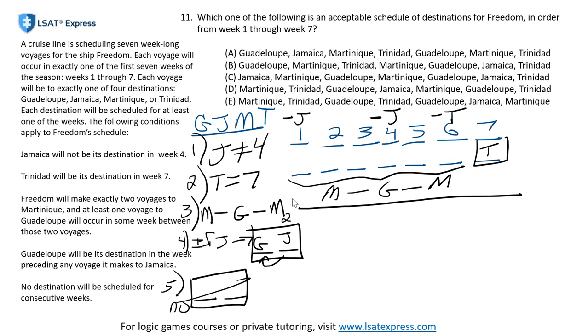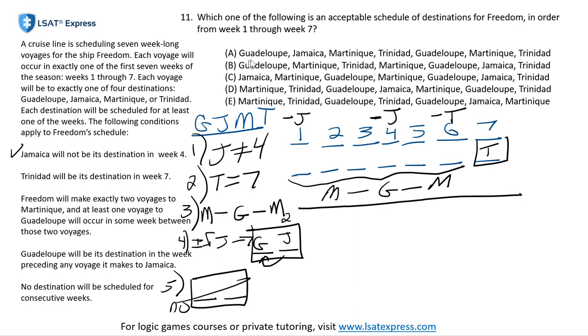Okay, so enough of that. Let's look at question 11. Which of the following is an acceptable schedule of destinations? The first question on a logic game, it's usually this one, the so-called acceptable situation question. Really, what it means is, which of these 5 choices does not violate any rules? So the way to tackle these questions is just go rule by rule and see what you can cross out. So I look at rule 1. J is not in week 4.